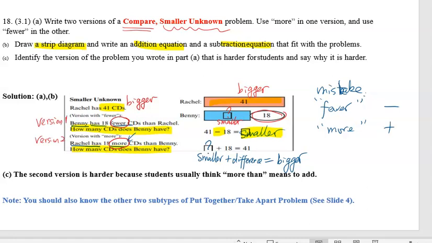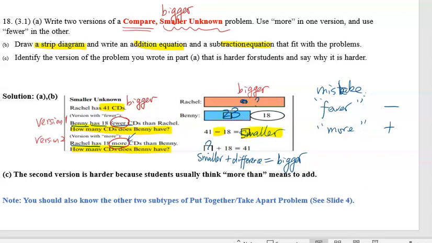And also, I could ask you to do a bigger unknown. Maybe Benny has 23 CDs, and Rachel has 18 more. How many CDs does Rachel have? So you're going to have to switch them. Tell them how many Benny has, and how many more Rachel has, and then change that to a question mark. Then you're solving for the bigger.